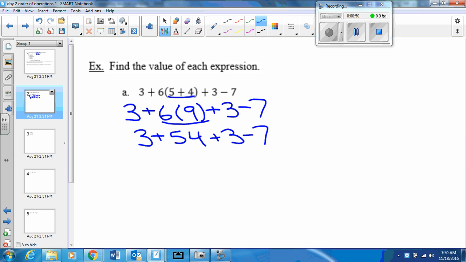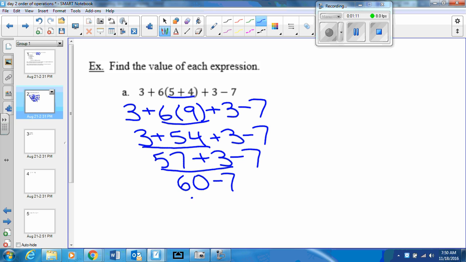Now, everything is adding and subtracting, so I work my way across left to right. 3 plus 54 is 57. Rewrite everything else. 57 plus 3 is 60. And now 60 minus 7 gives me my answer, 53.